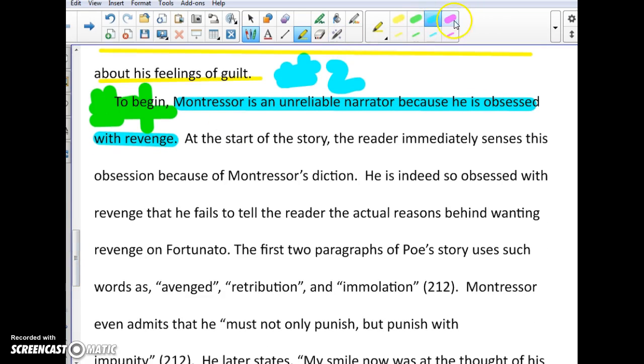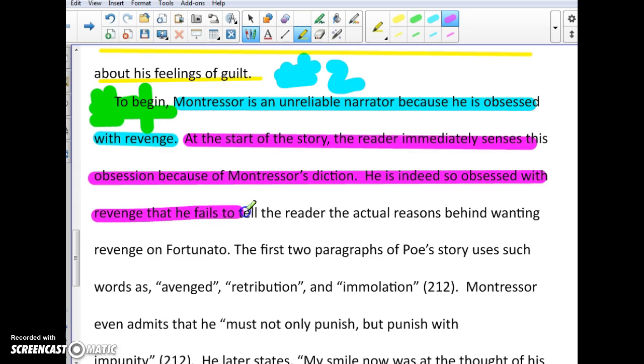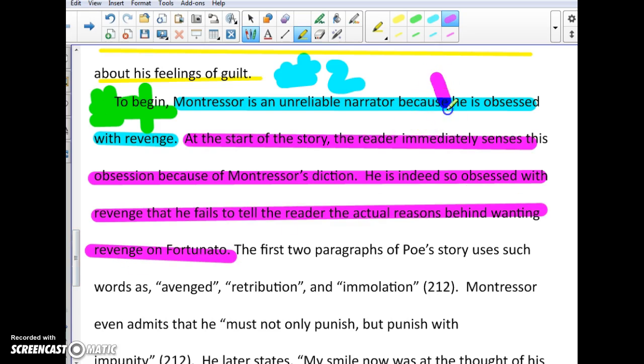The third step of a body paragraph then can be found here, where the student is talking about what happens in the story right before they are going to cite their textual evidence. So step number 3 we called in our notes "setting the stage." So this student does a quick little plot summary. This is not long, but it's enough to give context to the story. The student writes, "At the start of the story, the reader immediately senses this obsession because of Montresor's diction. He is indeed so obsessed with revenge that he fails to tell the reader the actual reasons behind wanting revenge on Fortunato."